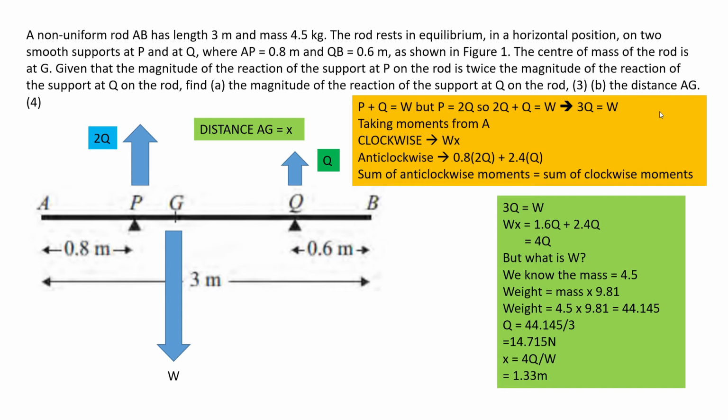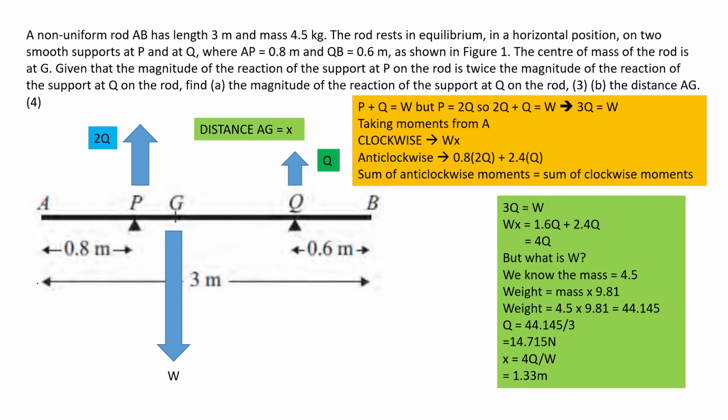Alright, now because it's in equilibrium, you know that all the upwards forces is equal to all the downwards forces. So P plus Q is equal to W, but you know in the question it says P is twice the force at Q. So P is equal to 2Q. If you add 2Q and Q, you get 3Q. So that's 3Q, and you know that 3Q is equal to the weight.